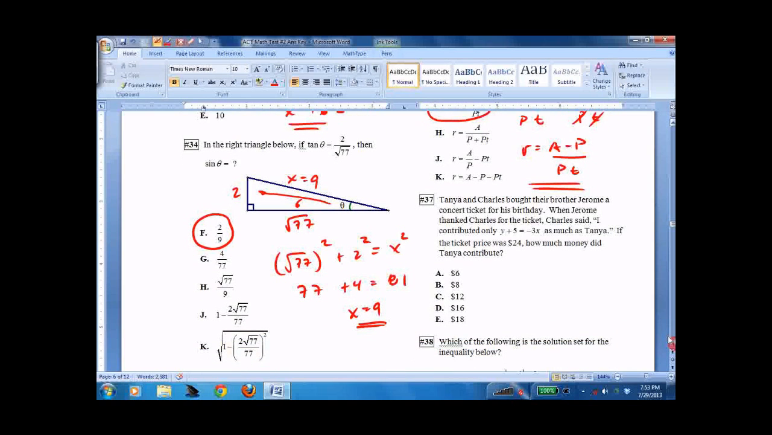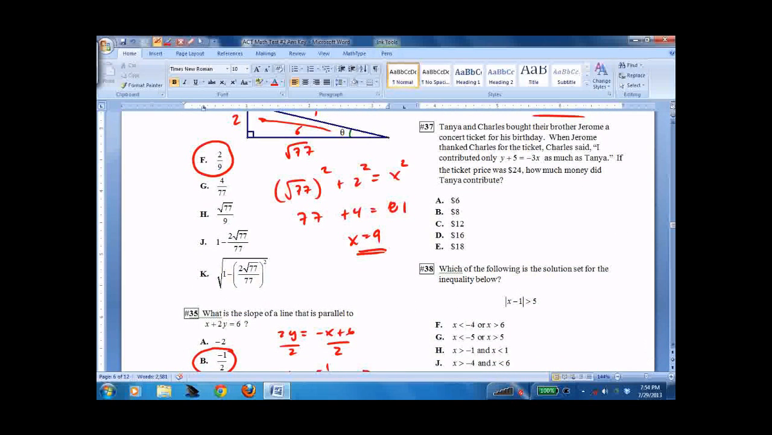Number 37. Tanya and Charles bought their brother Jerome a concert ticket for his birthday. I love this one. When Jerome thanked Charles for the ticket, Charles said, "I contributed only half as much as Tanya. If the ticket price was 24, how much money did Tanya contribute?" Tanya contributed X. Charles contributed half of X. And they got him 24. 3 halves X equals 24. X equals 16. Let's think about it. Tanya gave 16, Charles gave 8. 8 and 16 is 24. And he gave 1/2. So, don't forget to read the question. How much did Tanya contribute? Well, Charles gave the lesser amount, she gave the greater amount, so 16.